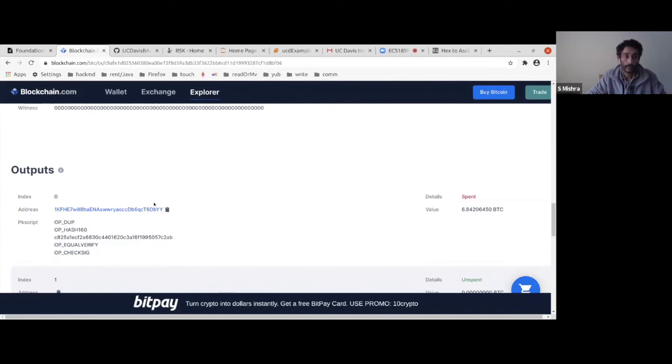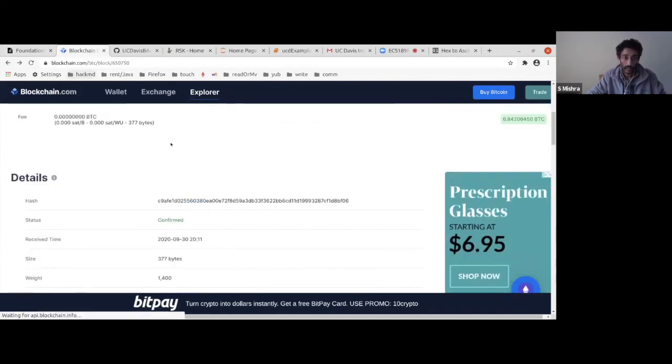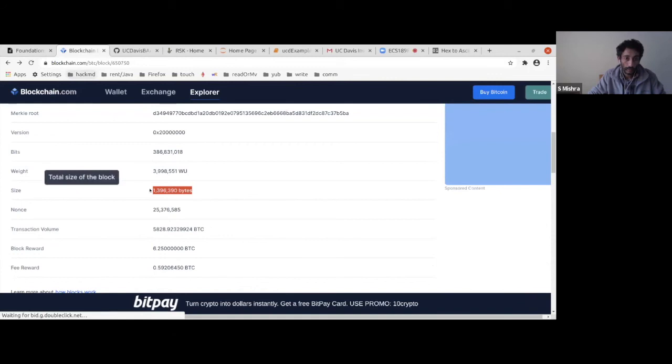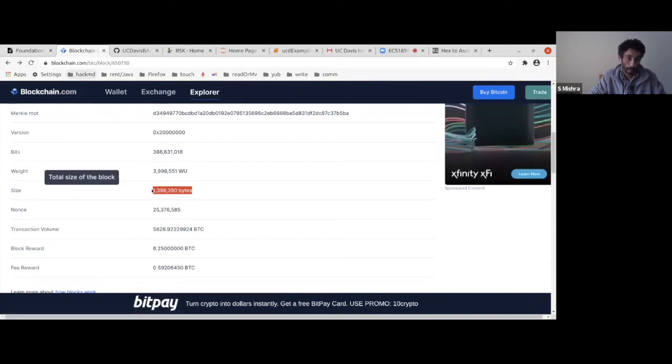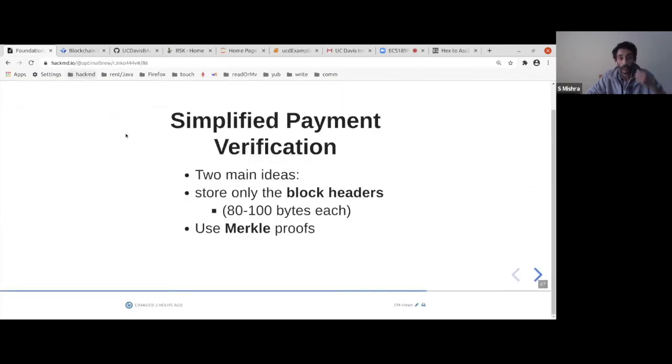I mean, this one here, for example, the block size is 1.4 megabytes. Okay. So the block is 1.4 megabytes, and if that was block number 650,750, you can't store a million of those on your phone. What you can store on your phone are just the headers, because those are just 80 to 100 bytes each. So the first idea is use block headers only for these simplified payment verification proofs, and the second part is something called a Merkle proof.